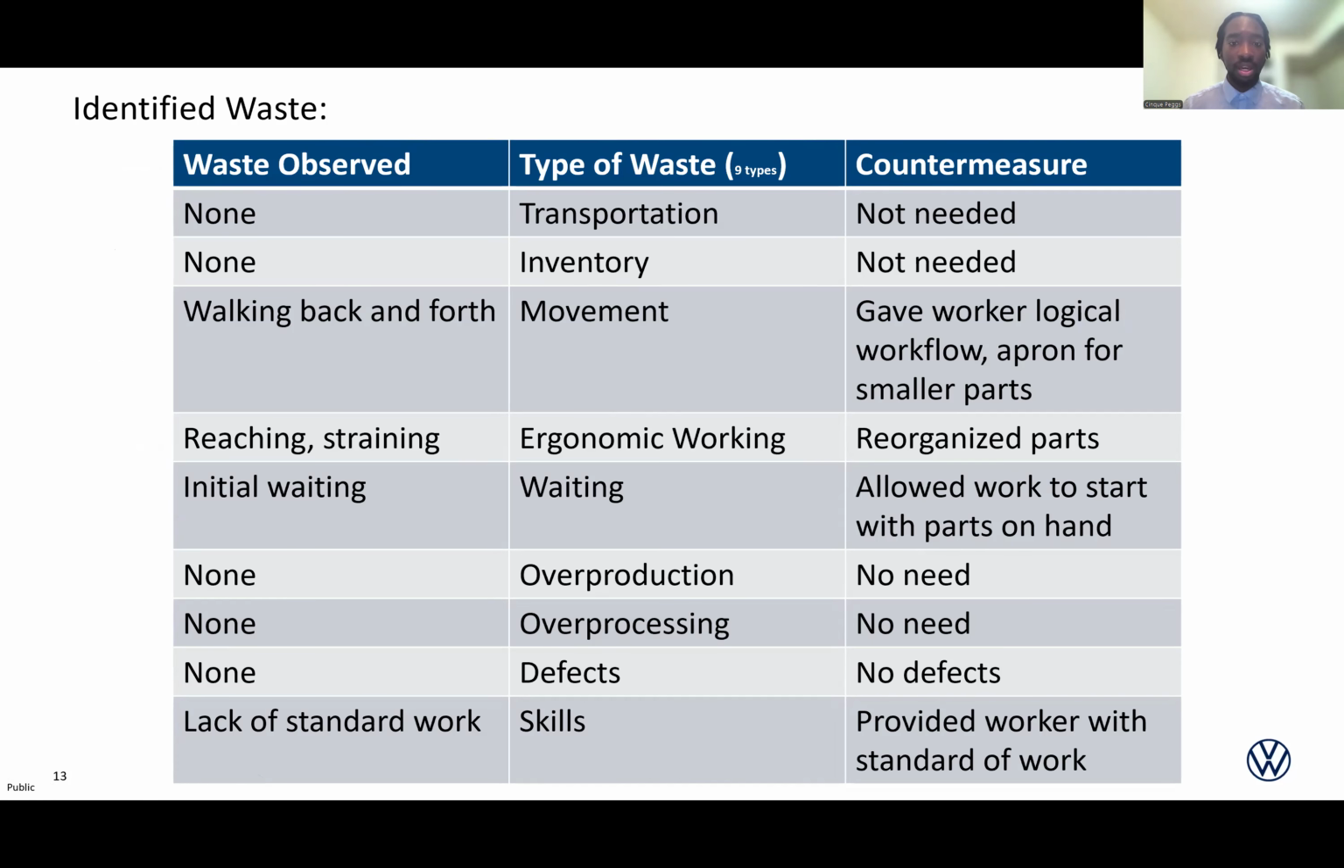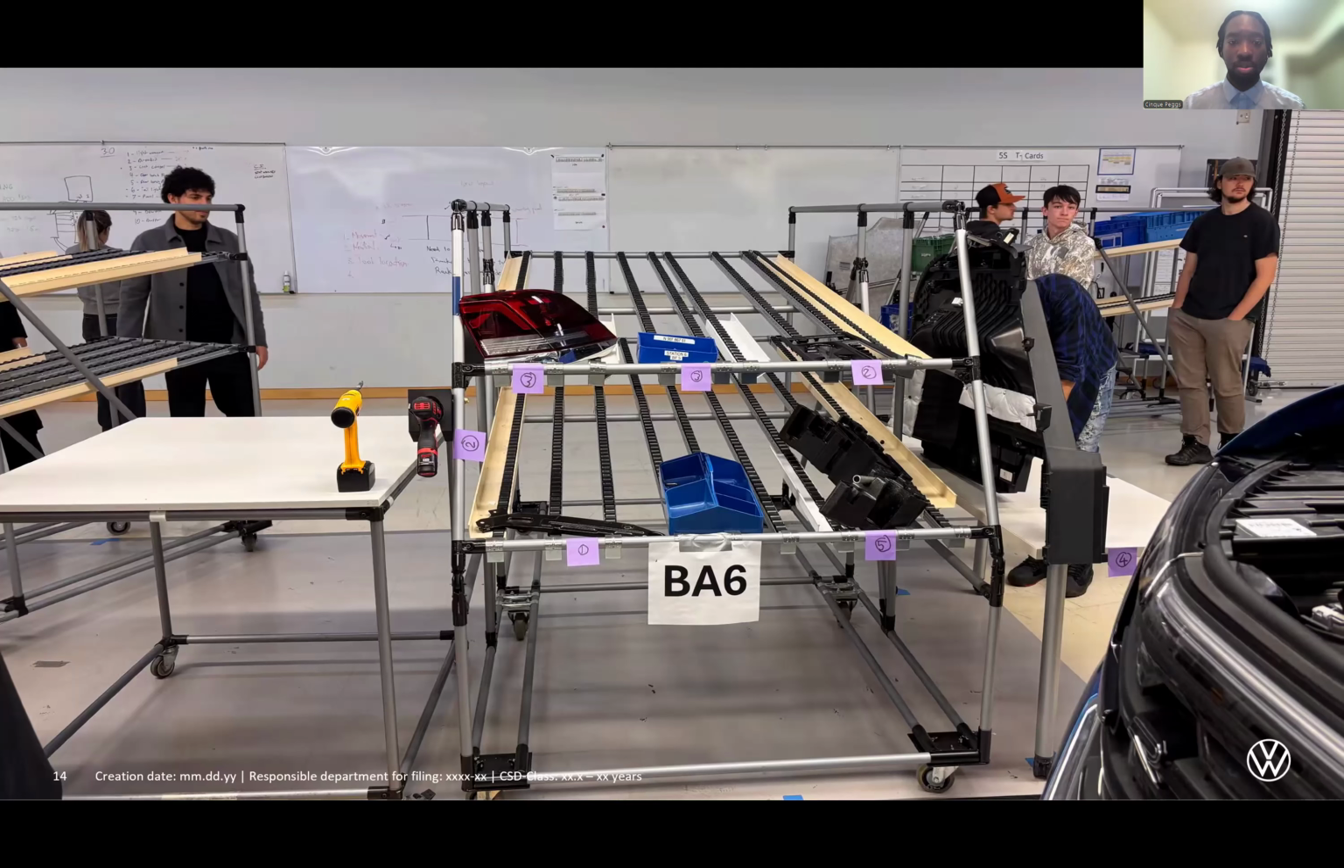But for the ones that we did observe, like movement, ergonomic working, waiting, and skills, we added some countermeasures, like providing the worker with a logical workflow, like working from front to back, giving him aprons, allowing the worker to start with the parts in his hand, and reorganizing the parts. All of those countermeasures we developed and implemented based on the waste we initially observed.